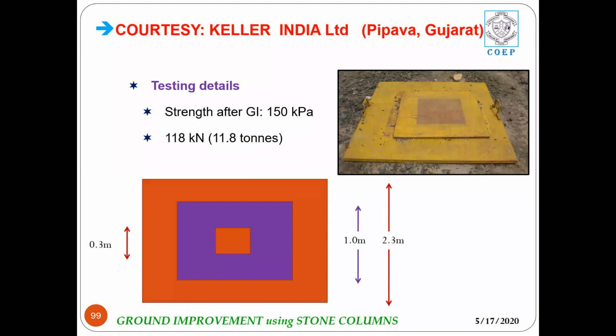So this was the arrangement that is done at the site at Pipavav. One over the other, they were welded. Then the loading ram was provided, and the test was carried out. And the strength after ground improvement, they had recorded as 150 kilopascals.